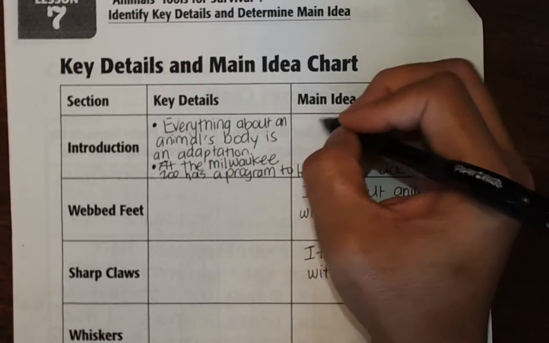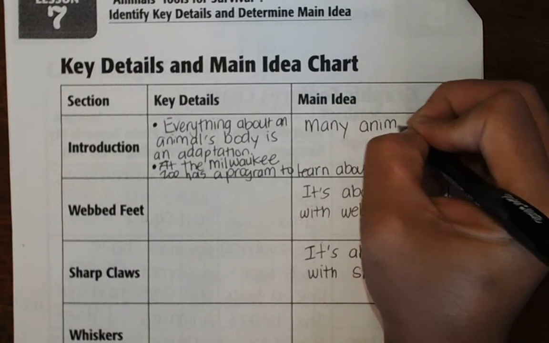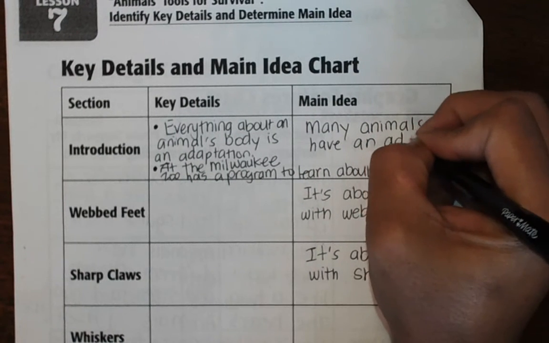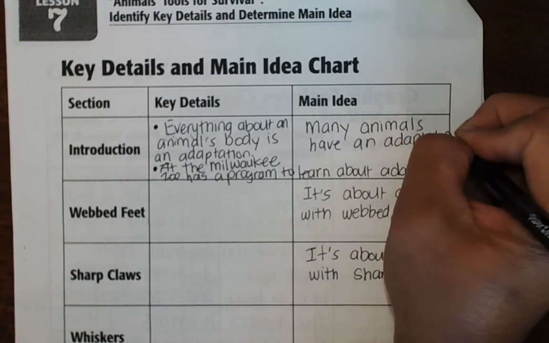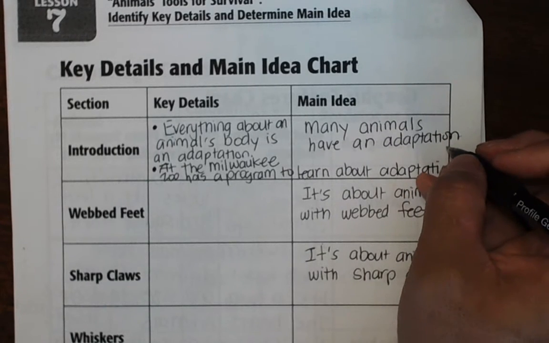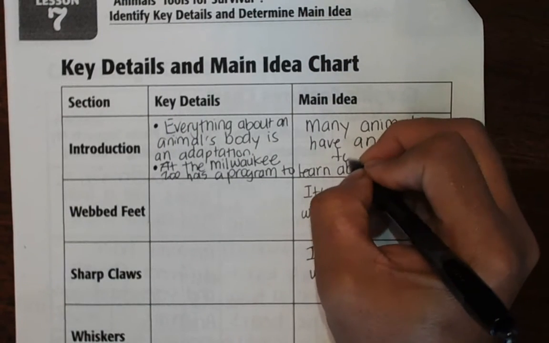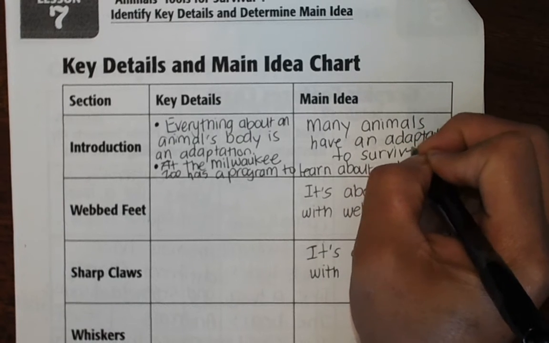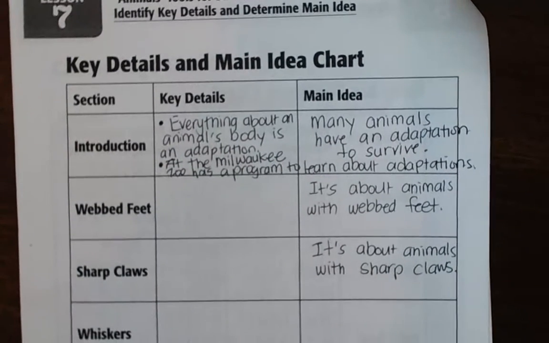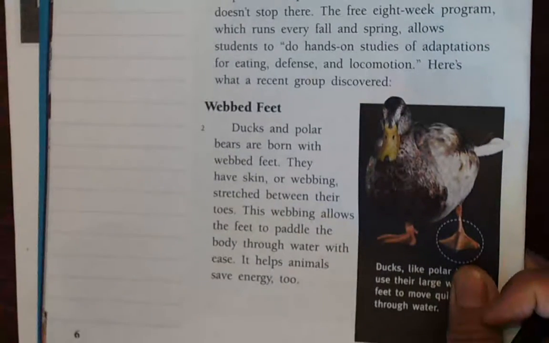Animals have adaptations, right? Many animals have an adaptation. And it helps them to what, you guys? Survive. That's exactly what adaptations are for. Many animals have an adaptation to survive. Let's take a look at our next section labeled webbed feet. Webbed feet goes on to page 6 to page 7.